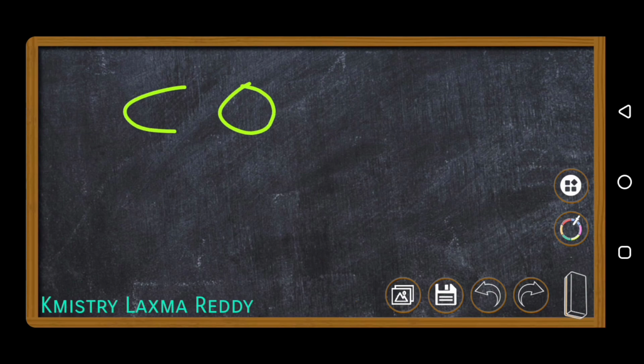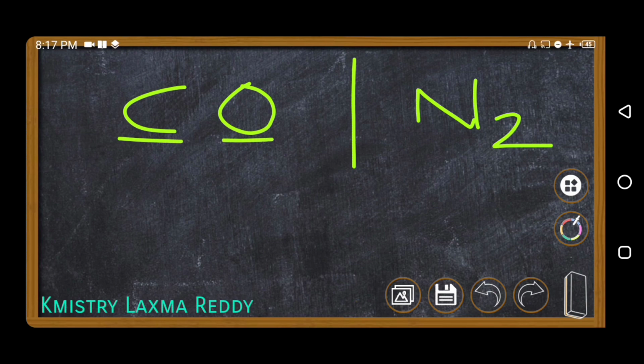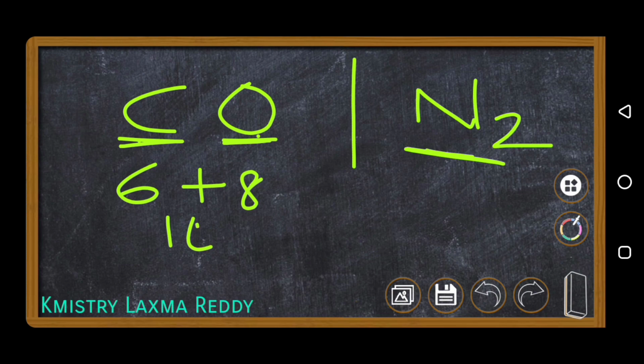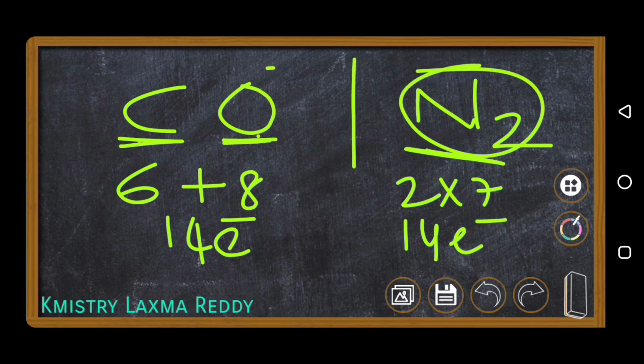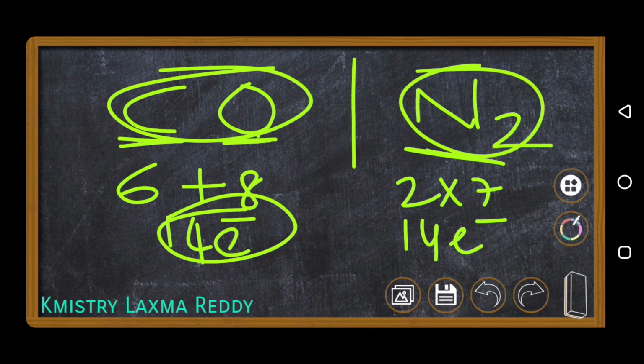See, CO and N2. Two atoms are there. 1 plus 1, 2 atoms; 2 nitrogen atoms, 2 atoms; 1 carbon, 1 oxygen, 2 atoms. Carbon 6, oxygen 8, 14 electrons. 2 nitrogens, each 7, 14 electrons. Number of atoms are 2, number of electrons are same. Number of electrons and number of atoms, both are same, then they can be called isosters.